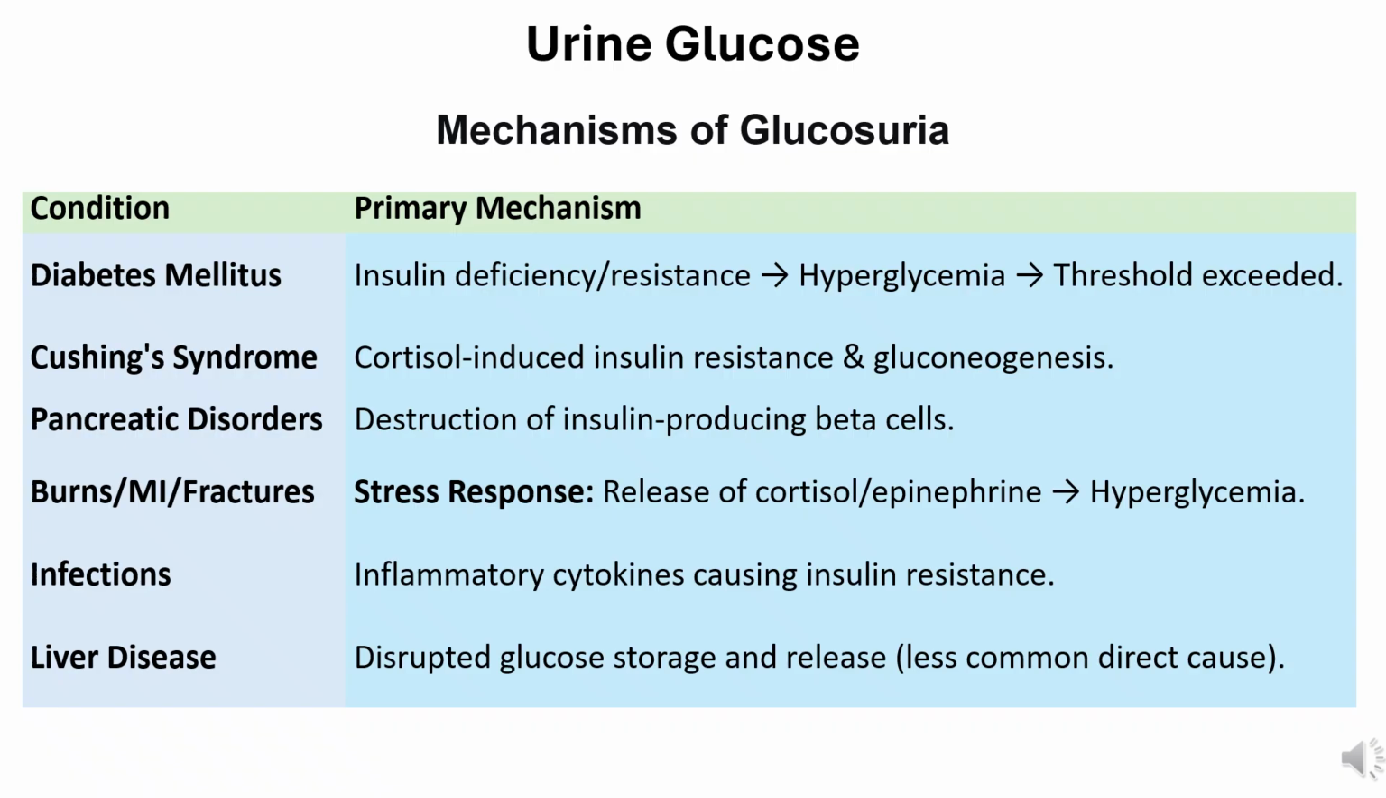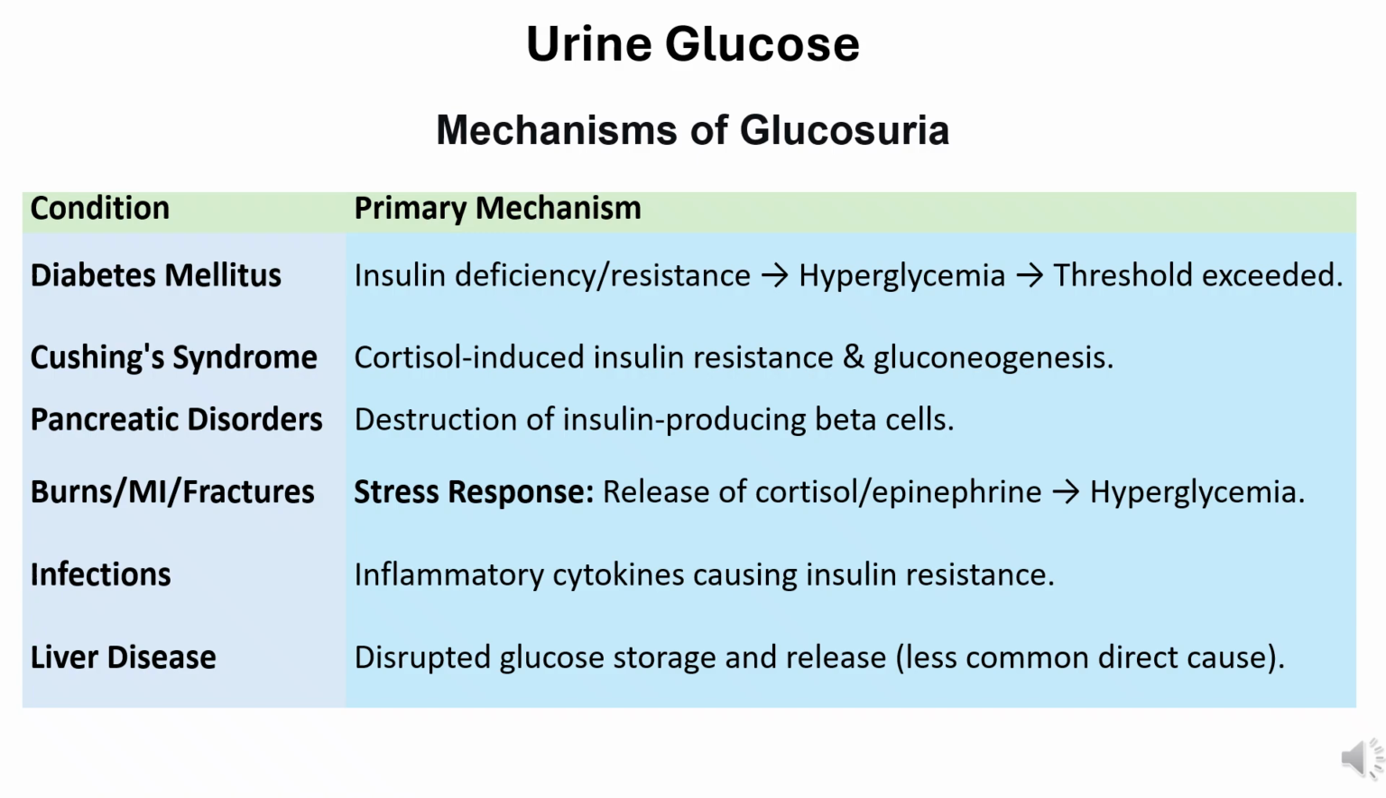Glucosuria occurs when the blood glucose level is so high that it overwhelms the kidney's ability to reabsorb it, exceeding the renal threshold of 180 mg/dL, or when the transporters themselves are damaged. 1. Diabetes mellitus. This is the most common cause. The mechanism is related to hyperglycemia due to lack of insulin, type 1, or insulin resistance, type 2. The amount of glucose filtered by the glomerulus exceeds the capacity of the renal tubules, SGLT2 transporters, to reabsorb it.